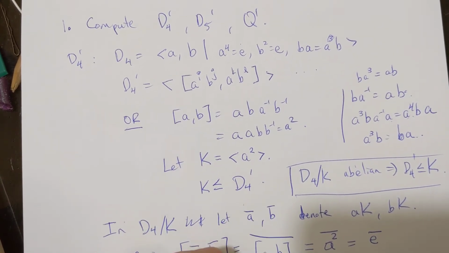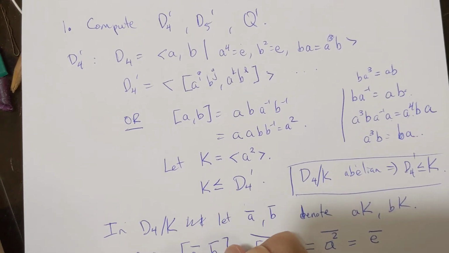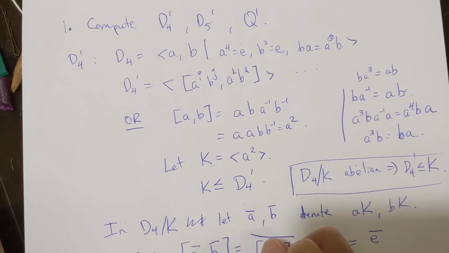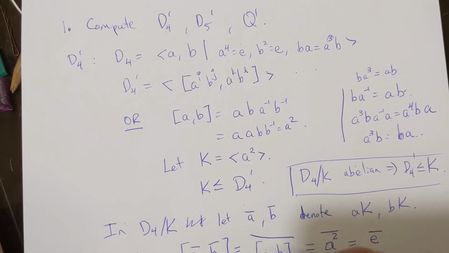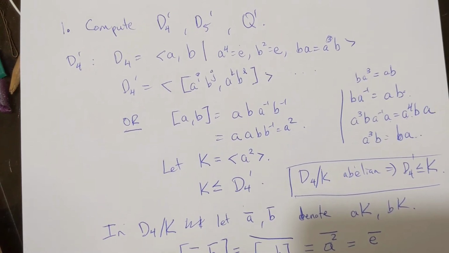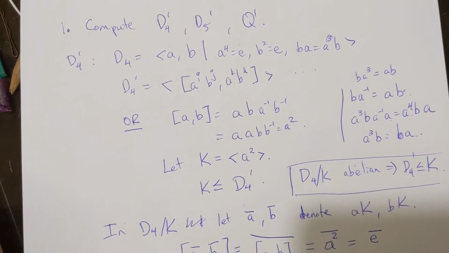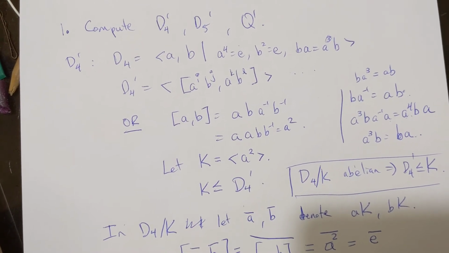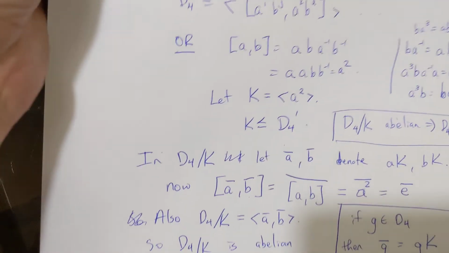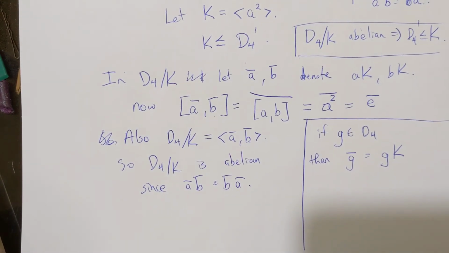So also, D4 mod K is generated by A bar and B bar, and A bar and B bar commute, so D4 mod K is abelian, since A bar B bar is B bar A bar. I'm very sorry for not moving this up. Okay. So D4 mod K is abelian.